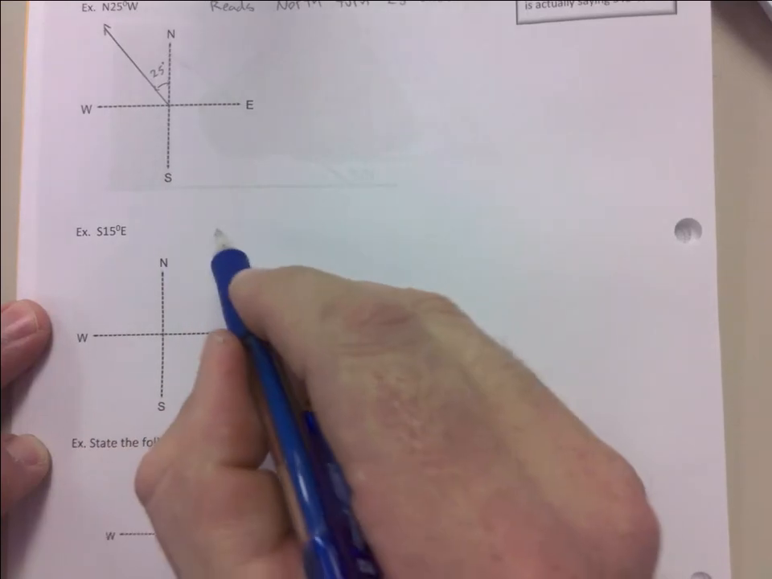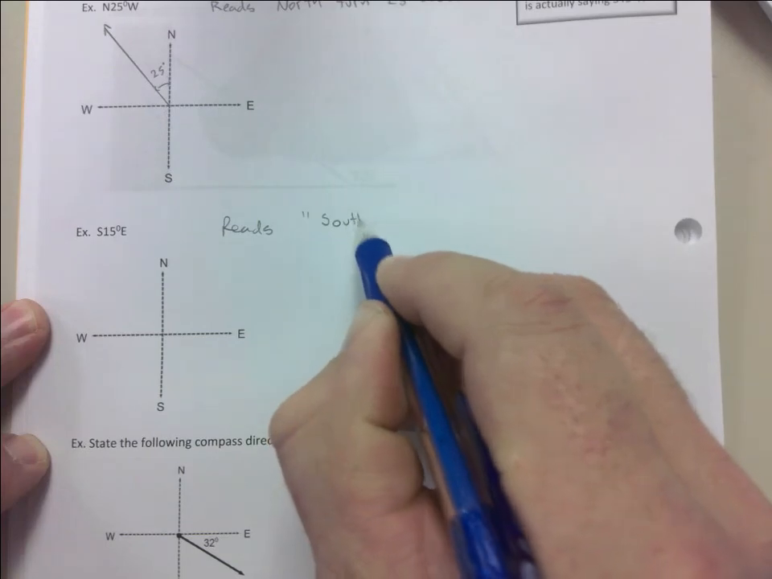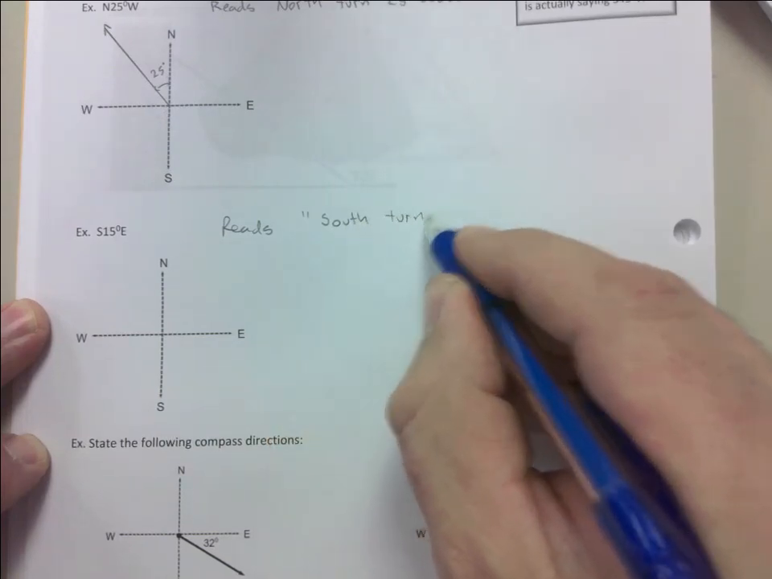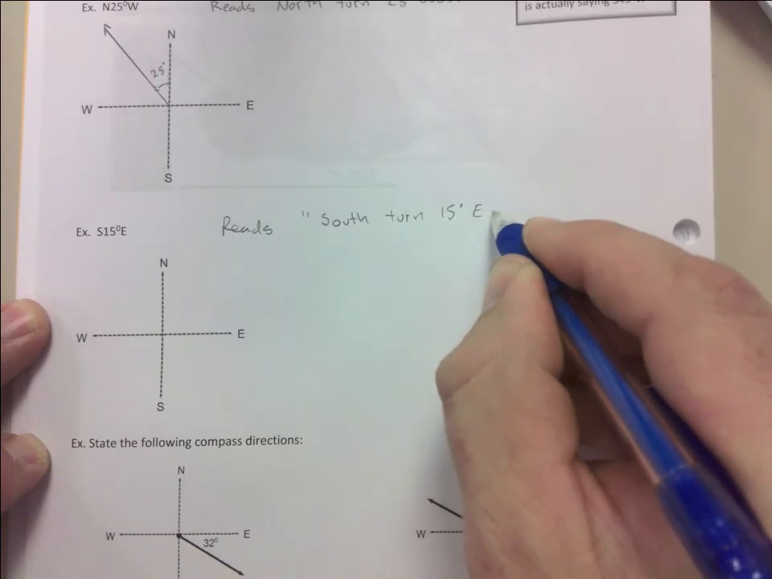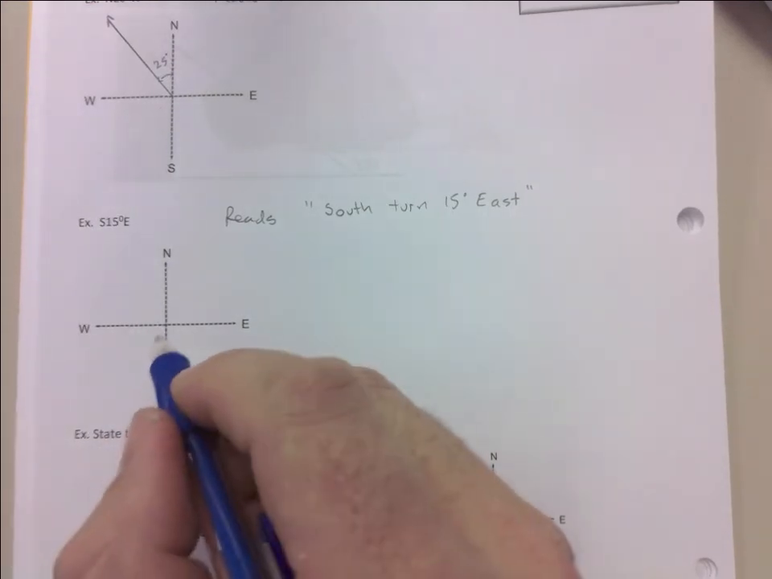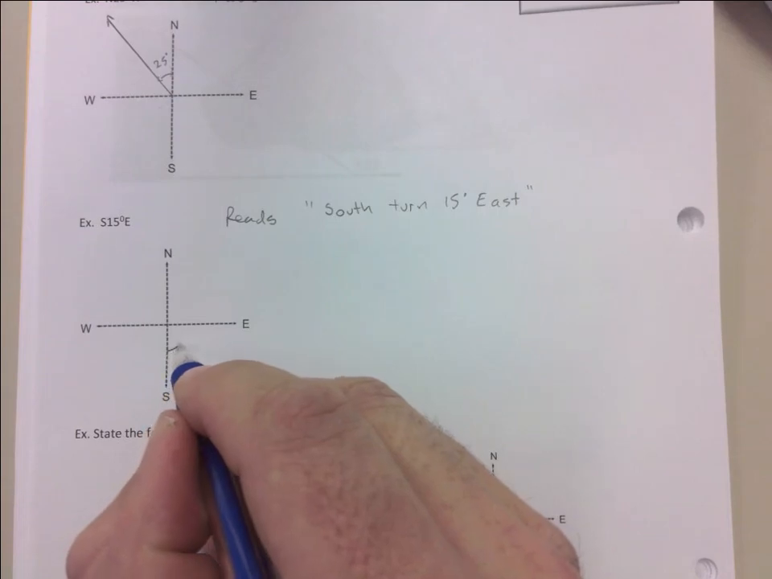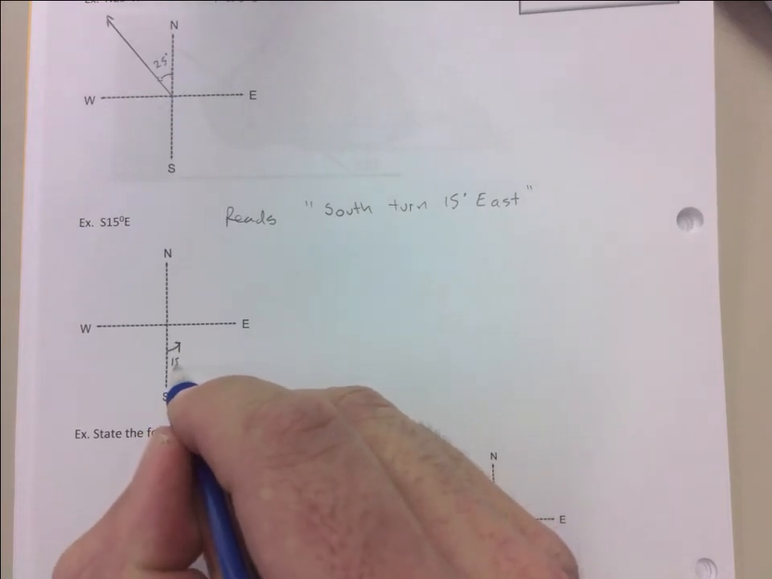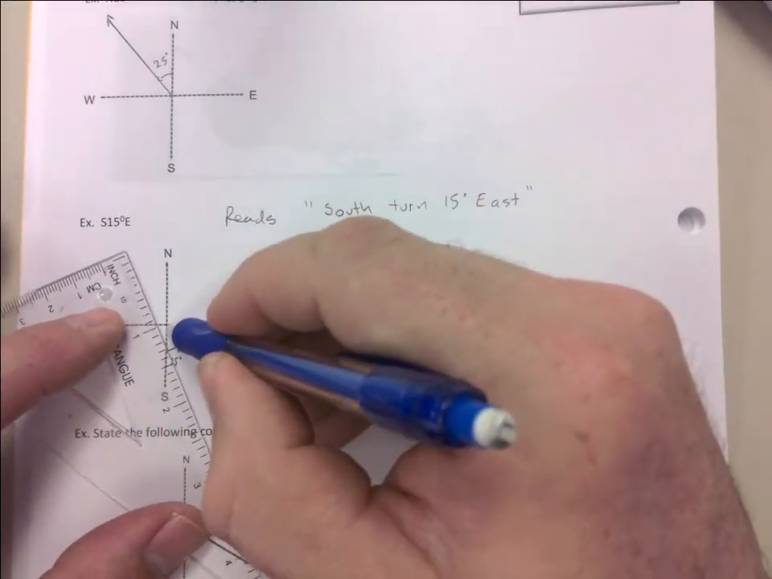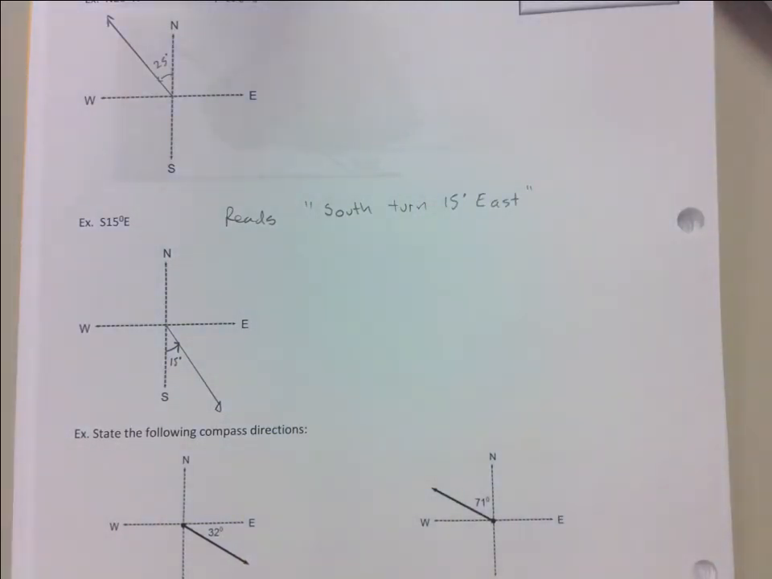This one, what does that read? Reads south, start south, then turn 15 degrees east. Okay, so we start from the south line, and then we go 15 degrees towards the east. And that is the resulting angle. There will be a distance given occasionally so that you travel, let's say, 2 kilometers in that direction.